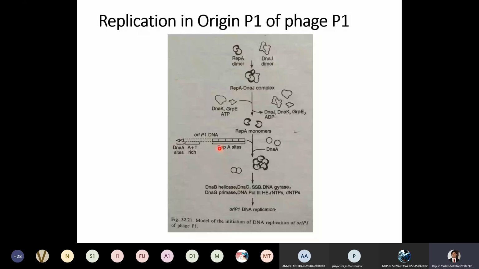Sir, replication in origin P1 or phage P1. Sir, actually it is just similar to E. coli replication. So what happens is that the RAP-A dimer and DNA J dimer both come and combine. They form the RAP-A and DNA J complex. Then after that DNA K and GRPE and ATP.